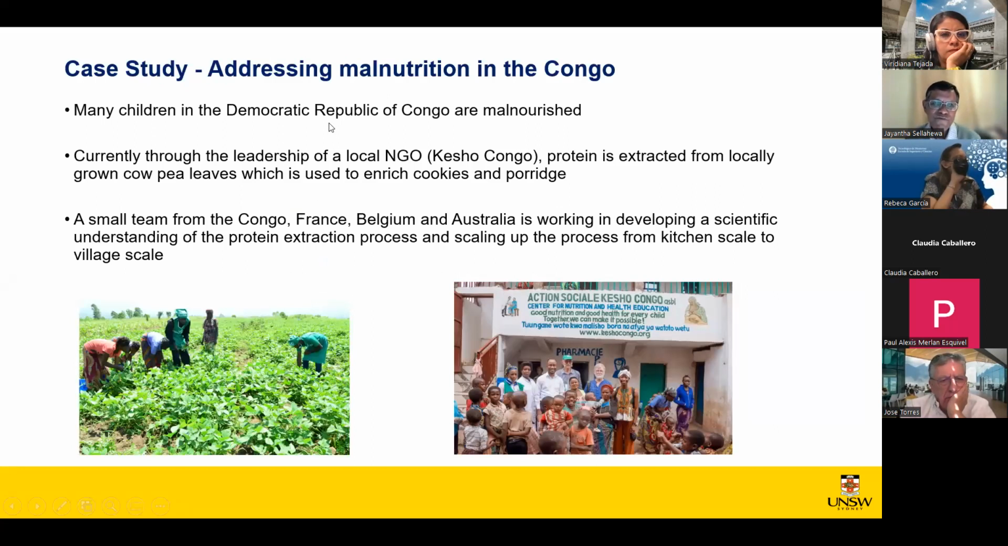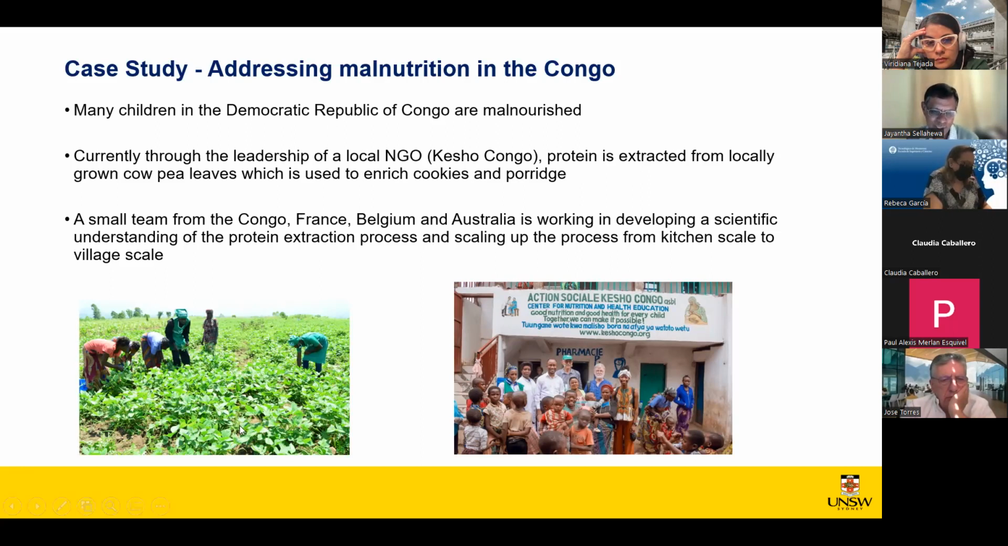So very briefly, I just wanted to get a feel for this project we are doing in the Congo. Many people there are malnourished, and one of our members is a pediatrician in the Congo. He set up this NGO called Kesho Congo. You can do a Google search and get more information if you like. But what they're doing is a very admirable thing.